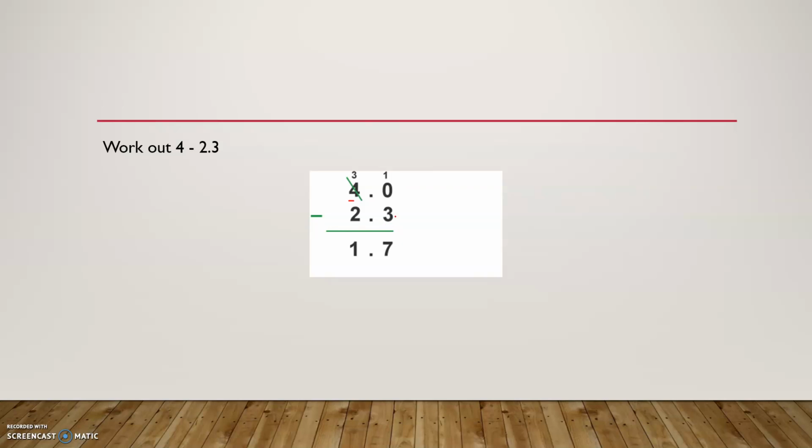Now we can't subtract 3 from 0. So what we have to do is borrow 10 from this number. So that would be 10 minus 3, which is 7. Now because we exchanged 10, that 4 would be 3. So 3 minus 2, which is just 1. Okay, so that's how we do subtraction when it comes to decimal numbers.